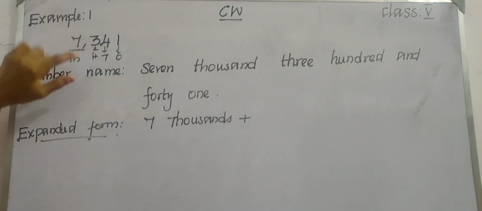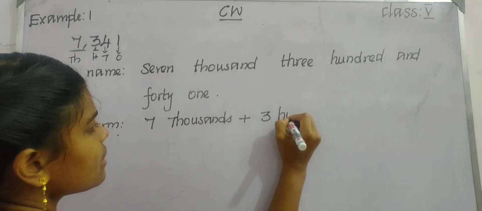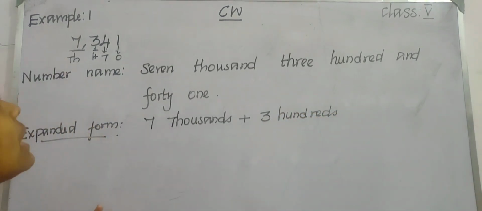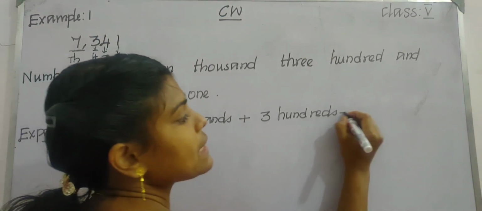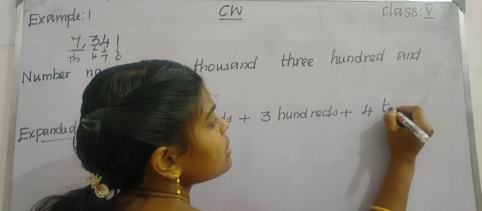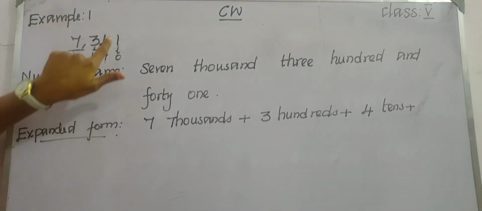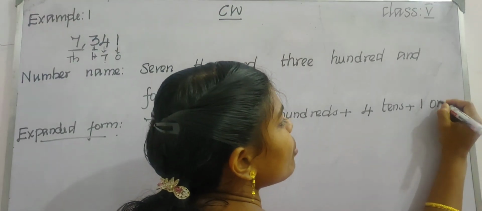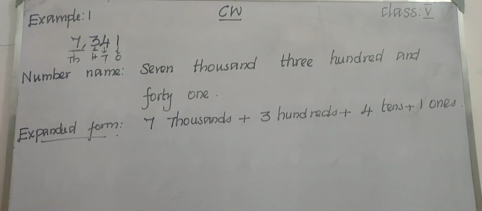And then 300s. Write 300s, hundreds, okay children? And then see here 4 tens. Put plus and write 4 tens. Okay children, have you all understood? And then see 1 ones. So 1 ones.